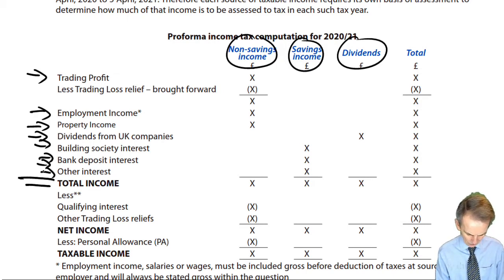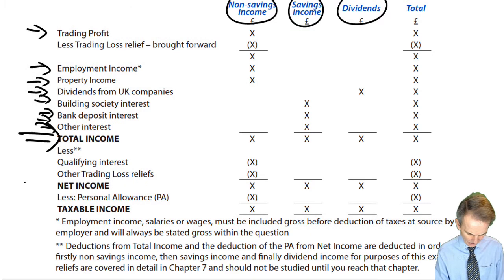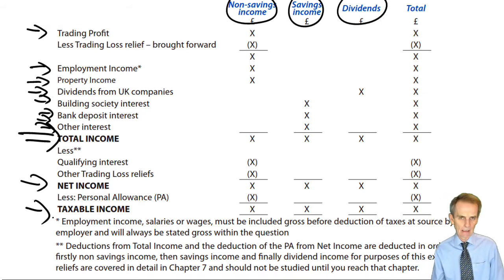And that brought us to total income. And then there were deductions from total income in deriving net income, then the personal allowance deducted again to get you down to taxable income. And those deductions that feature on the face of that computation included losses. And look at what we had.